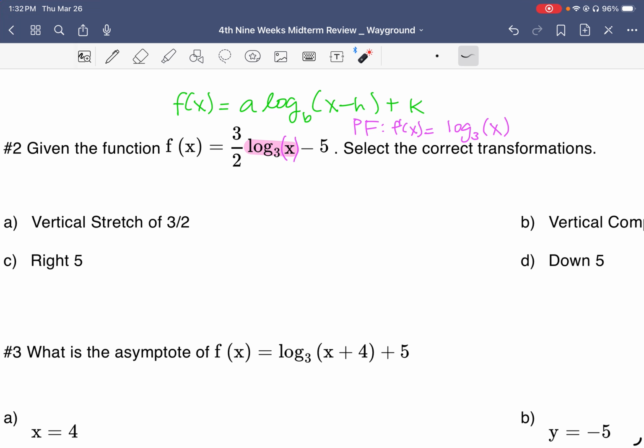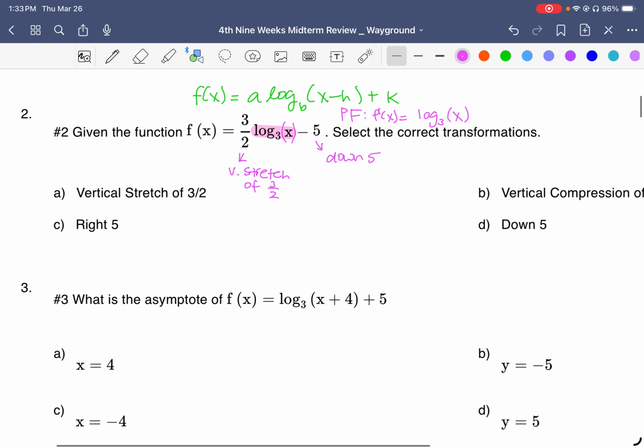Okay, so anyways, this 3 over 2 would be a vertical stretch because 3 over 2 is more than 1. And then all of this is highlighted, so remember, anything that's part of the parent function would not be a transformation. So the only number left would be this minus 5, which means we're going down 5 units.